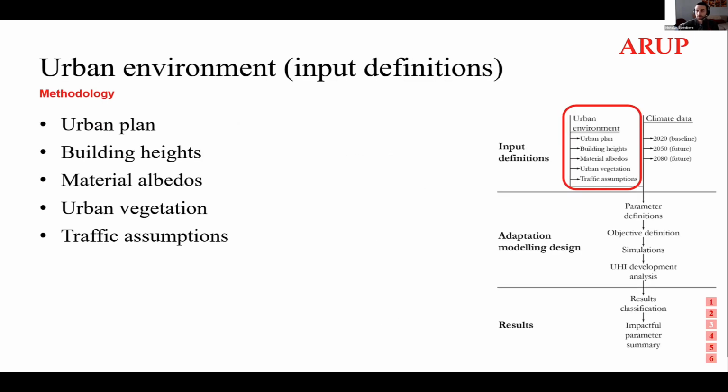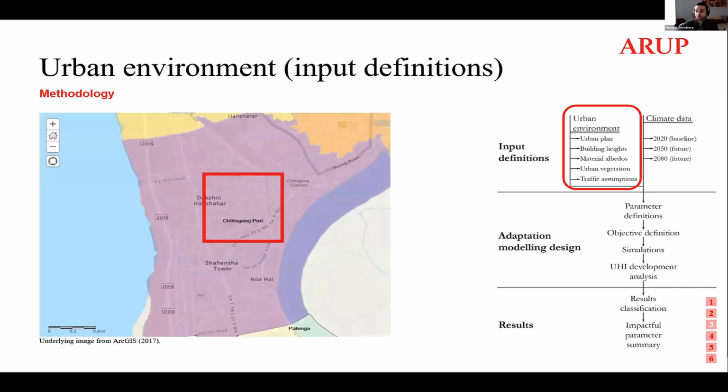For the urban environment definitions, the two most important ones to talk about here were the urban geometry, such as the plan and the building heights. This data was pulled from sources like OpenStreetMap and generated via polylines to create an urban geometry. This was the particular area within Chattogram that was analyzed.